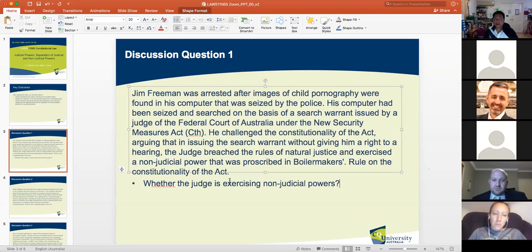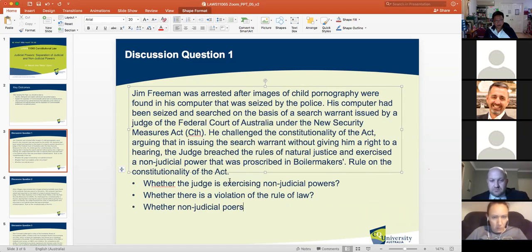I'd probably say the legal issue is whether the rule of law would make it unconstitutional. Okay, so whether there is a violation of the rule of law. Yes, others? Whether non-judicial powers being vested in a Chapter 3 court violates the separation of powers. So whether non-judicial powers are being vested in a Chapter 3 court. Very good. Anything else?